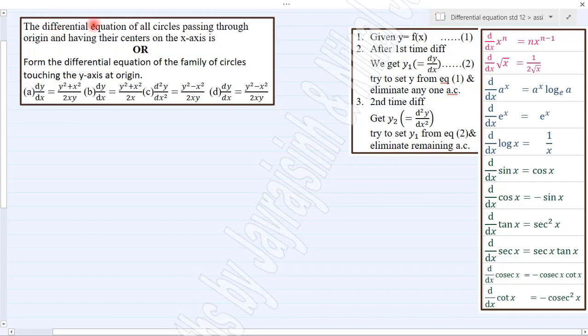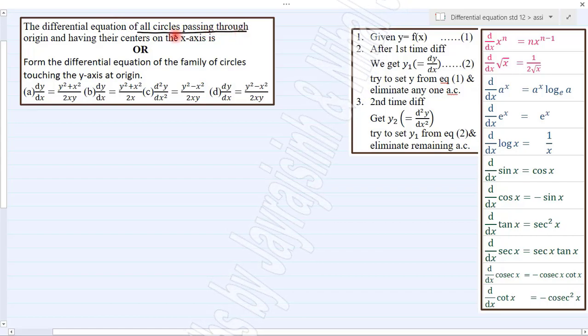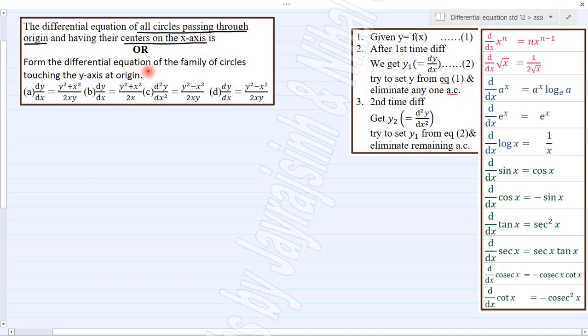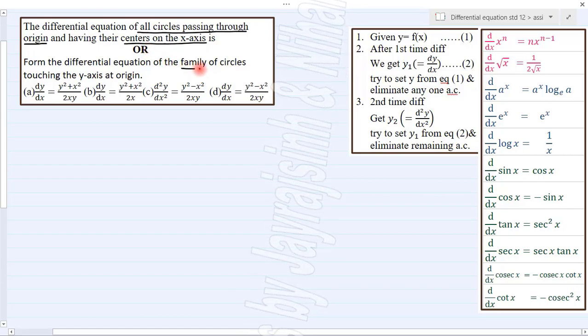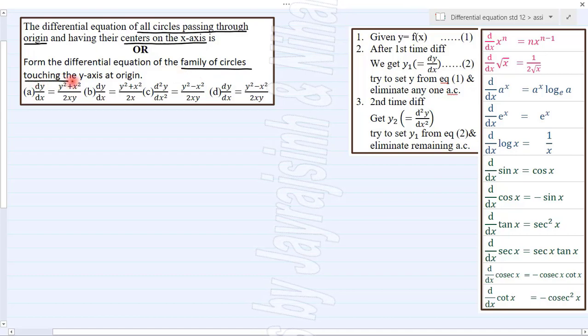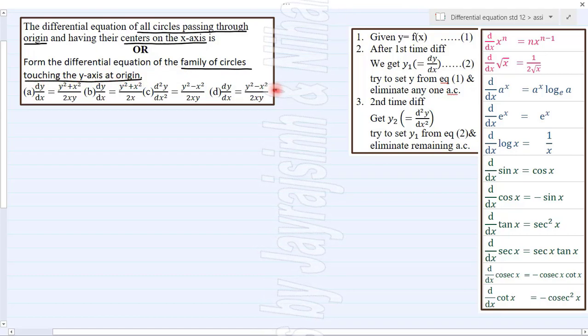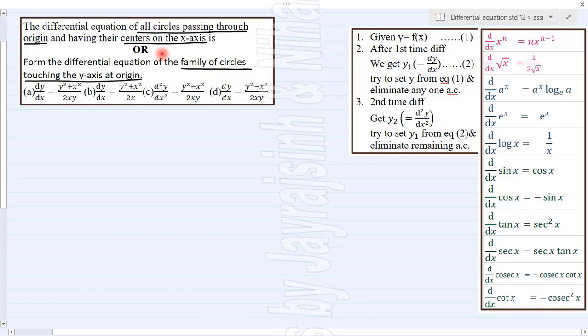Here we have to find a differential equation of all the circles which are passing through the origin and having center on the x-axis. Or this question is also asked in the form of find a differential equation of family of circles touching the y-axis at the origin. Both questions represent the same family of curves.